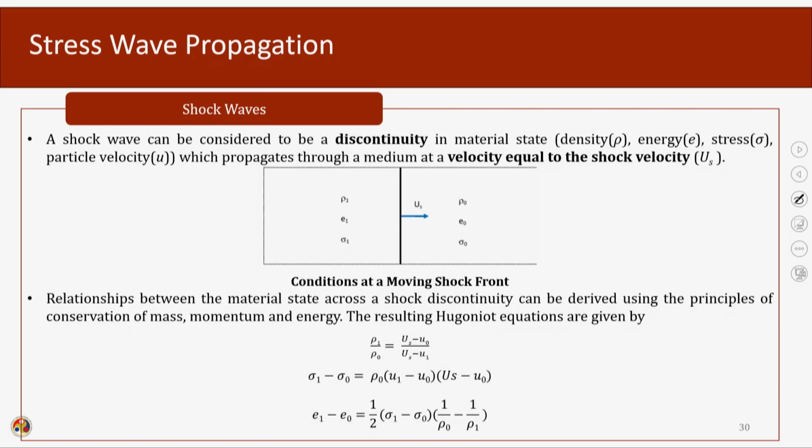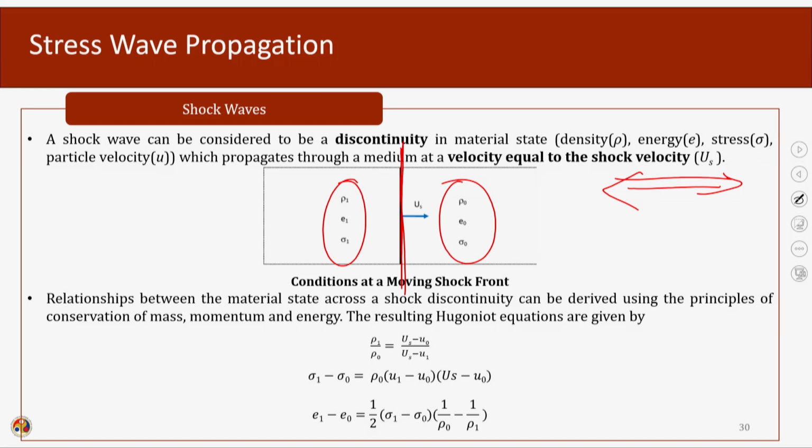So, a shock wave can be considered to be a discontinuity. Normally, it is regarded as a discontinuity in material state: density, energy, stresses, particle velocity, which propagates through a medium at a velocity equal to the shock velocity. So, the propagation velocity is what is known as the shock velocity, and there is a discontinuity between the two regimes, and this is the interface.